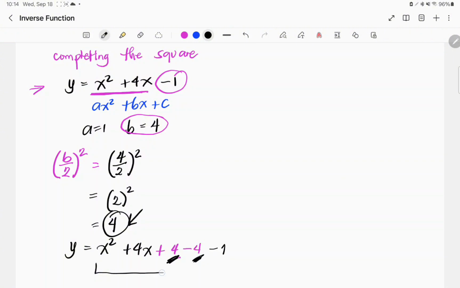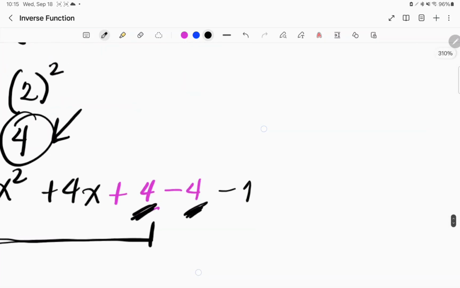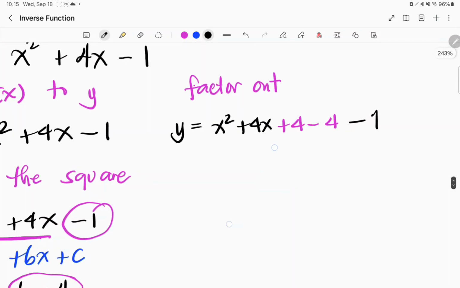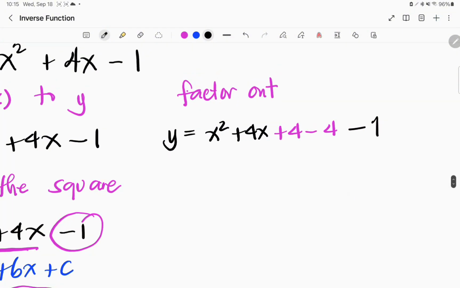So to continue this, we are now going to factor out the first 3 terms, which is a perfect square trinomial, this part. So I just rewrite it here. Now to factor this out, this is how you are going to do. Get the square root of x squared, and the answer is x. Get the square root of the third term, which is positive 4, and that is 2.